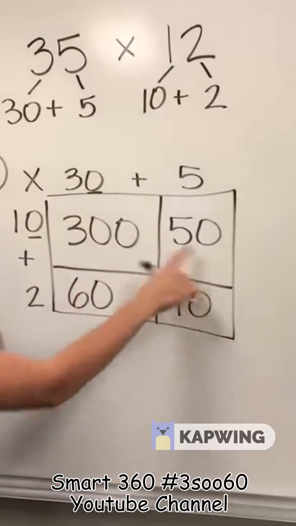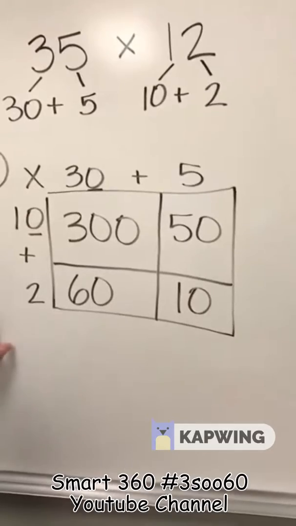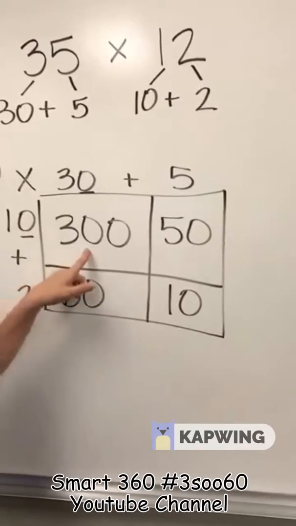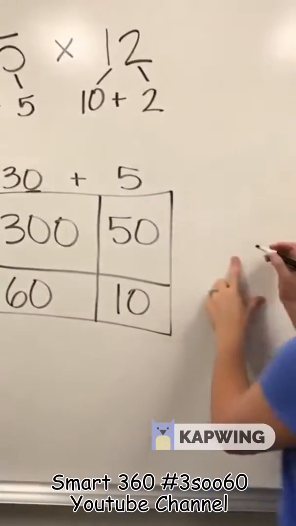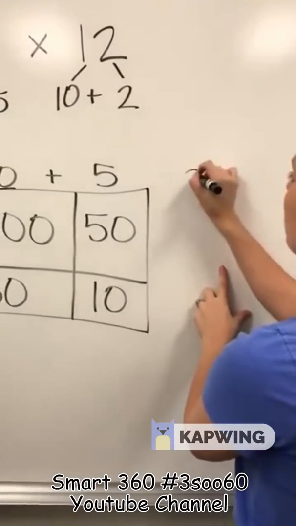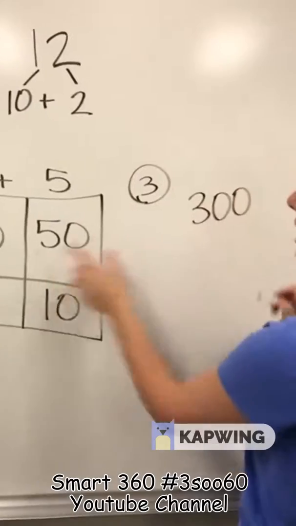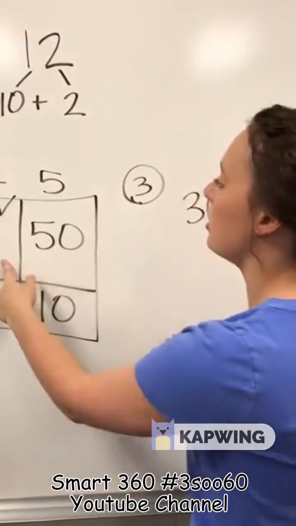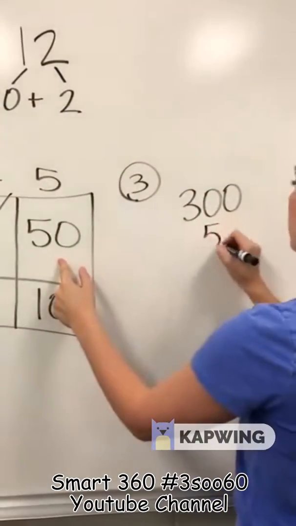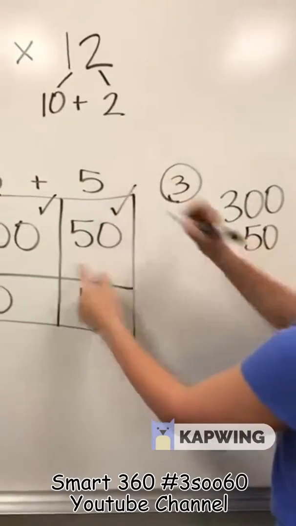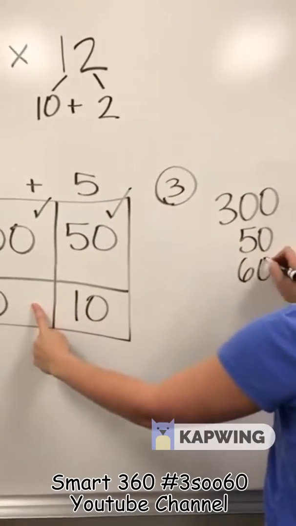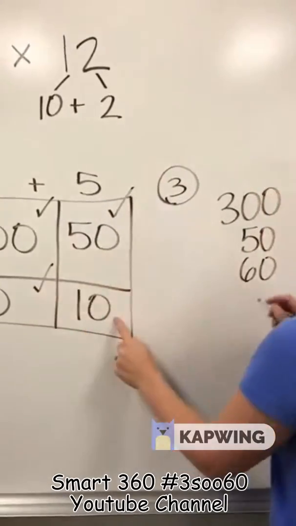I filled up all my numbers on the inside. Now all I have to do is add them up. So over here I'm going to add 300, and I like to check them off as I go. 50, 60, and 10.